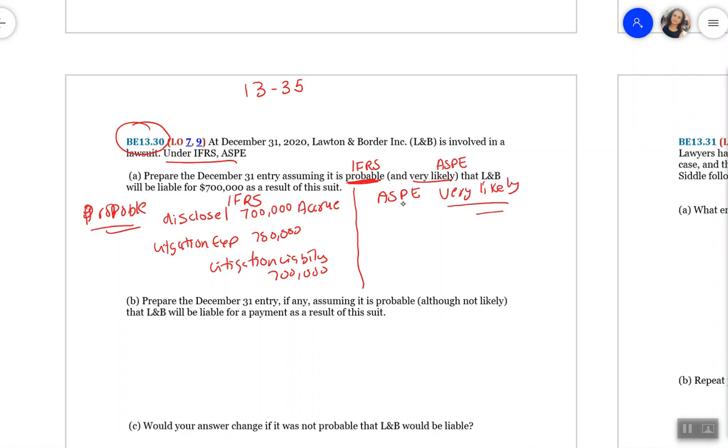So under the ASPE, it's very likely that we are going to lose this lawsuit. If we're going to lose it, we have to disclose it on our financial statement. We also have to record an accrued liability. Our entry will be exactly the same as IFRS. It'll be litigation expense and litigation liability of 700,000.